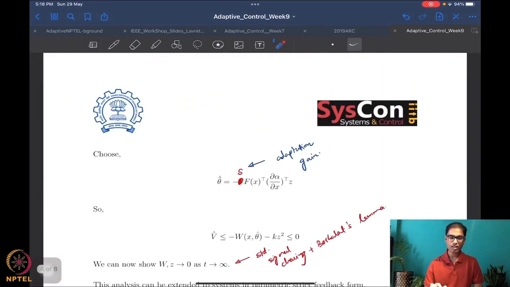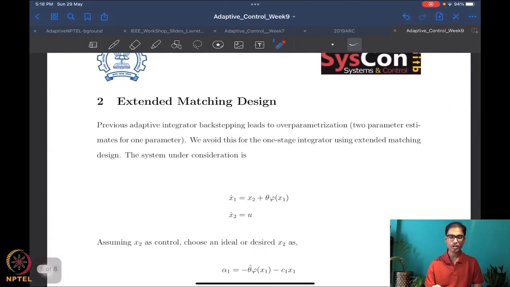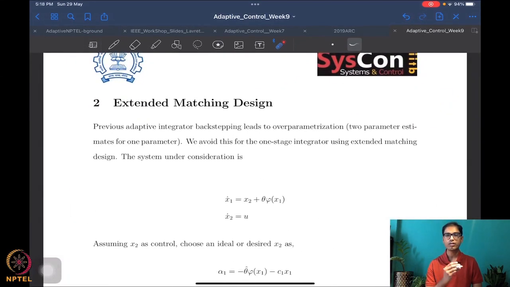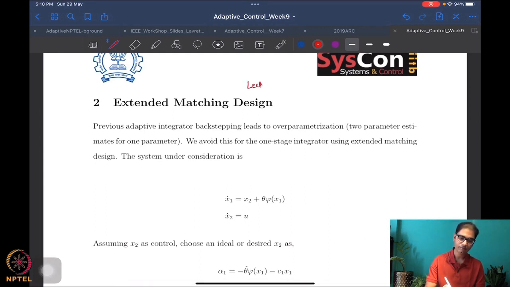We of course pointed out the big issue, and that is the requirement for, in this case, two estimates to identify the same parameter theta. And we certainly want to get rid of this issue. This is where the extended matching design method comes in. So I'm going to mark the lecture here. We talked a little bit about the extended matching design and the fact that we are starting again with the scalar case system, just like before, but still I want to mark the lecture right here for the purpose of making a new beginning on a new page.